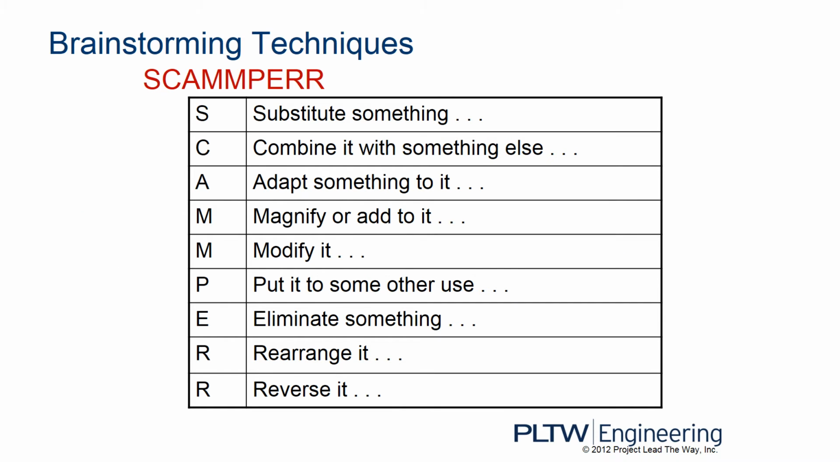The brainstorming technique with quite possibly the coolest sounding name is SCAMPER. The idea is to start with a current solution that somehow addresses the problem you're investigating, and then try to generate new and different ideas using each of the principles listed.